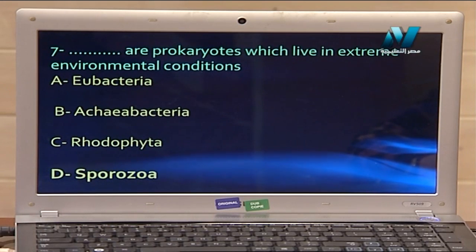Question number 7. Are prokaryotes those which live in extreme environmental conditions? What is meant by prokaryotic? I would like to speak about prokaryotic here. Prokaryotic is the kind of cell that has no true nucleus. No true nucleus here means it has no nuclear membrane, has no nucleus, and the chromosome here is not a thread.